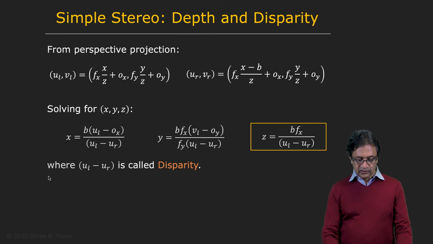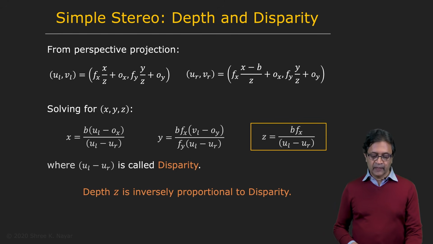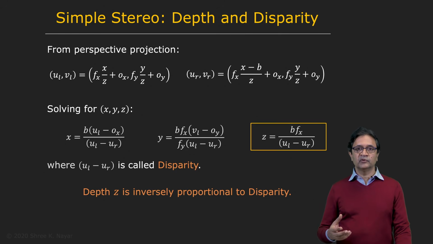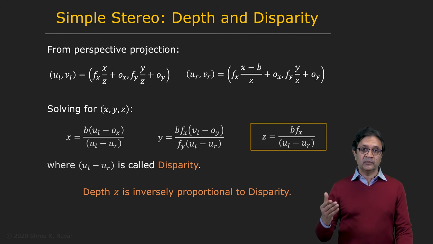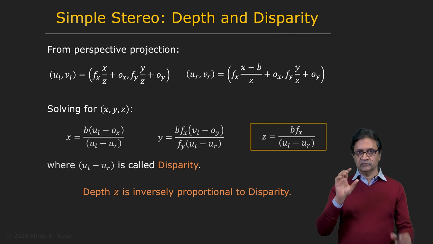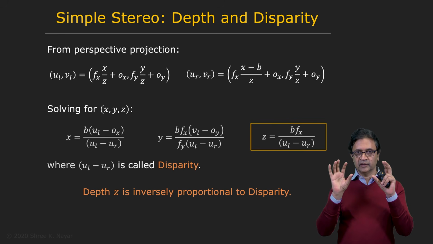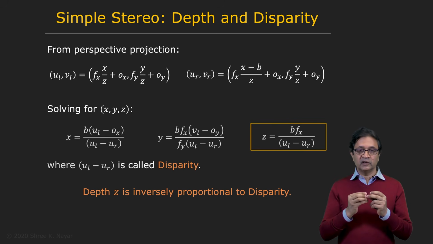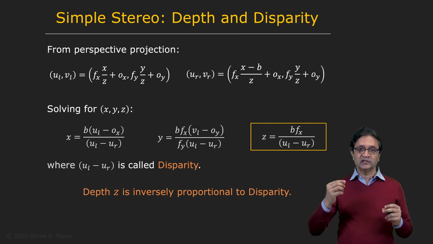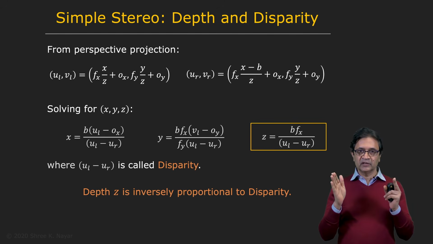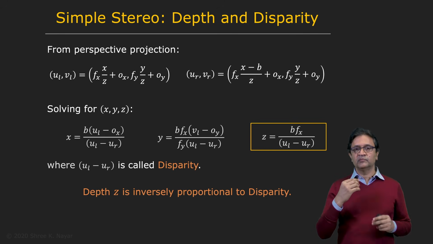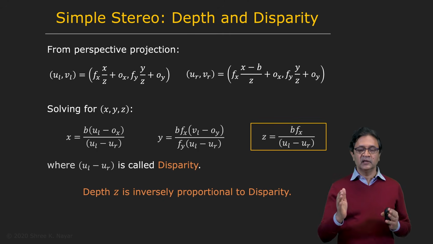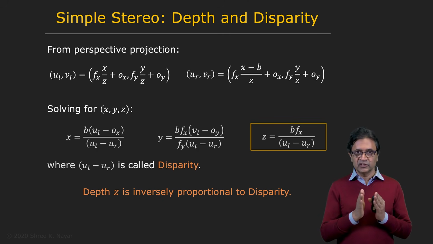So you have UL minus UR, the disparity, and this disparity is inversely proportional to the depth Z of the point. That is, if a point is really close to the camera system, the two cameras that we're talking about, then the disparity is going to be large. And as it moves away, the disparity begins to shrink. And as the point goes off to infinity, the disparity is going to go to zero.